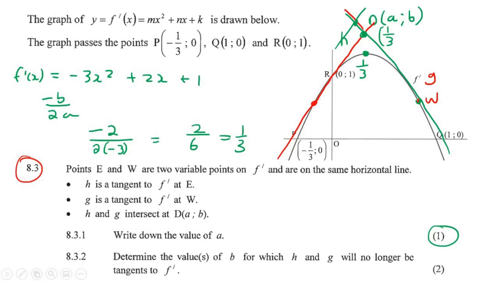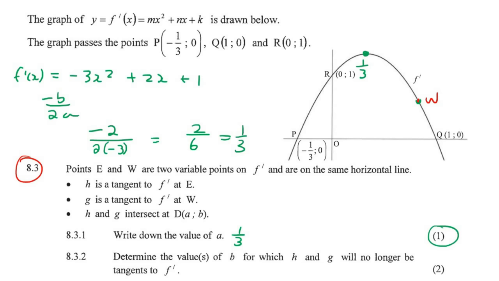Then it says determine the value or values of b. I'm not quite sure why they're saying values, but we'll see, which h and g will no longer be tangents. Okay, now that's quite a tricky one. I'm not quite sure how we're going to do that one, but let's just have a look at something here. So you see what it looked like when there were tangents, right? And we said that they would intersect somewhere over there. But let's say, for example, they weren't tangents. Like, let's say it just went like that and that. You see, then they're intersecting at a slightly lower point. And if they are not tangents by being wider, see, then they might intersect at a higher point. So, yeah, it's quite an interesting question.